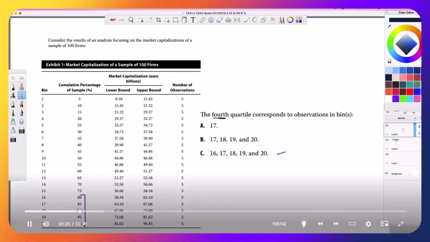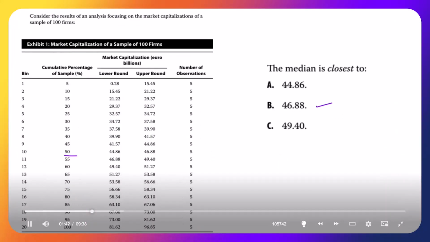The fourth quartile corresponds to observations in bins. And here quartiles, we divide it by 4. So 25, 50, 75. There's 1, 2, 3, 4. Nice and simple. 16 through 20. The median is closest to.